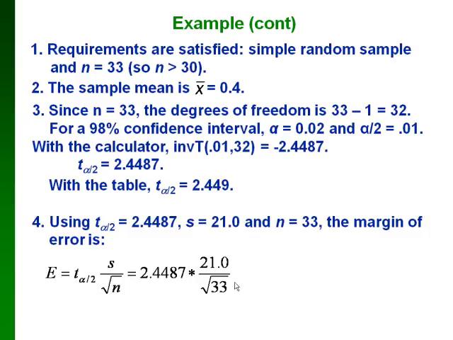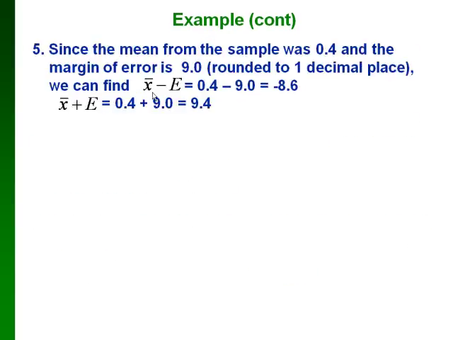Using these values and our formula for the margin of error, here's our critical value, here's our sample standard deviation, here's our sample size, and if we calculate that, we get a margin of error of 8.9515. To find our upper and lower limits for our confidence interval, for our lower limit, we're going to take our sample mean and subtract the margin of error. Notice we get a negative number here.